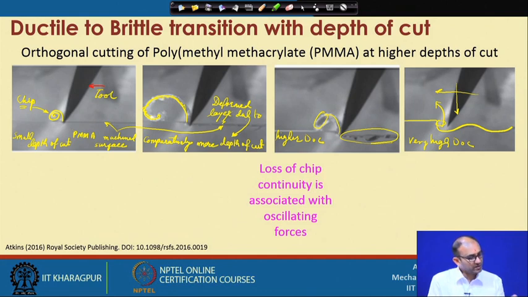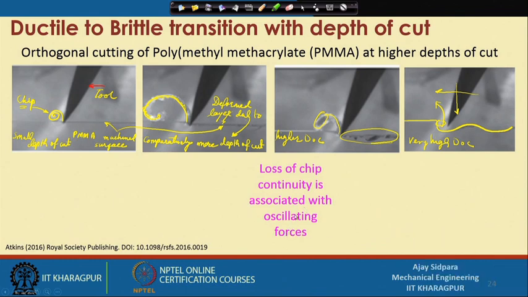So, we need to get this information by some other mechanism, so that we can understand what is happening in the machining zone. One of the ways of doing this is to find out the force acting on the material. So, you put a dynamometer onto the workpiece.